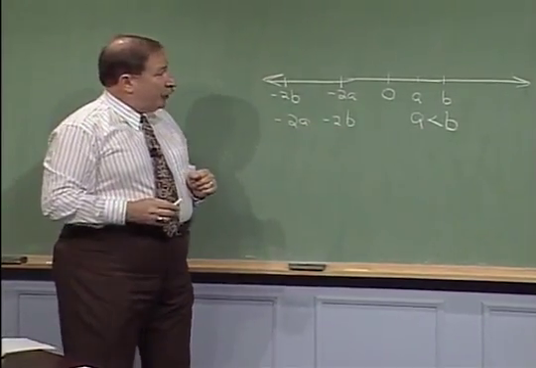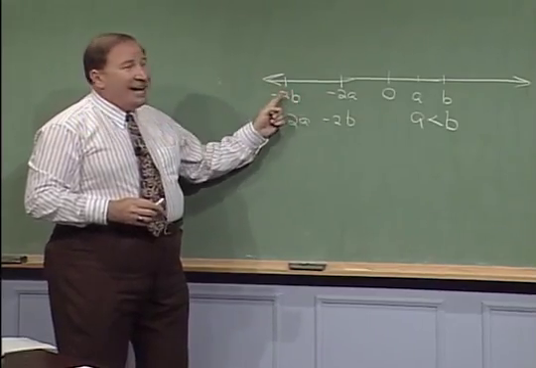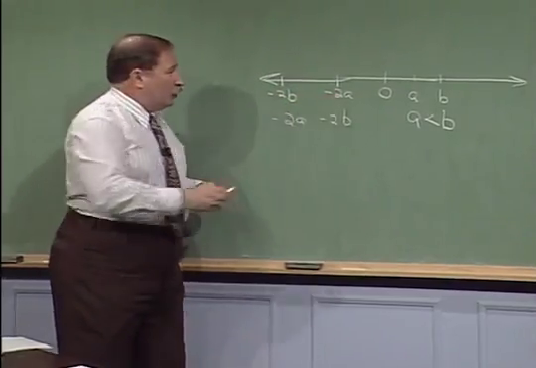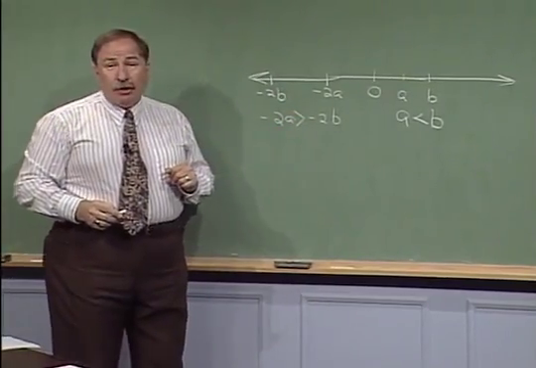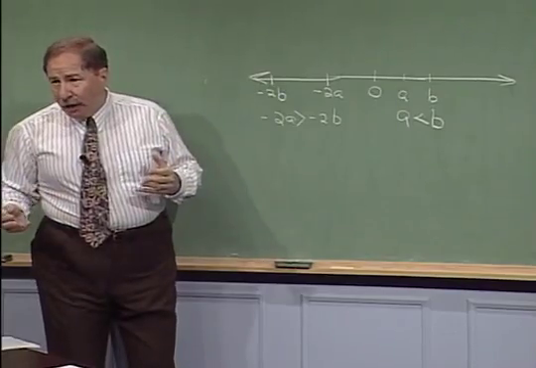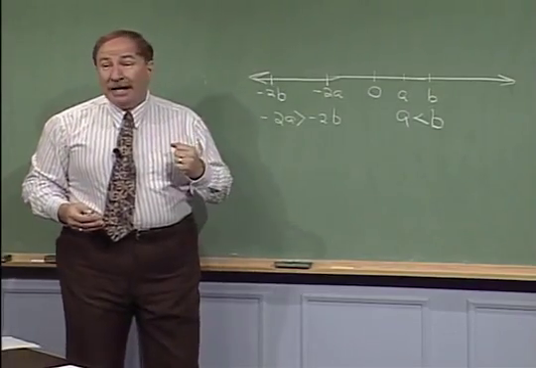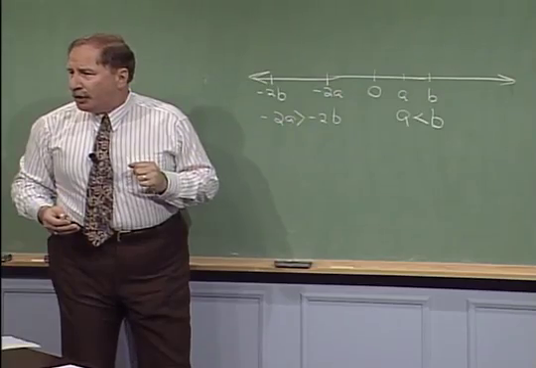And the answer, I think, is no, because you'll notice that negative 2a is to the right of negative 2b. You'd put greater than. This is the one difference. When you multiply or divide both sides of an inequality by a negative, it changes the direction of the inequality.